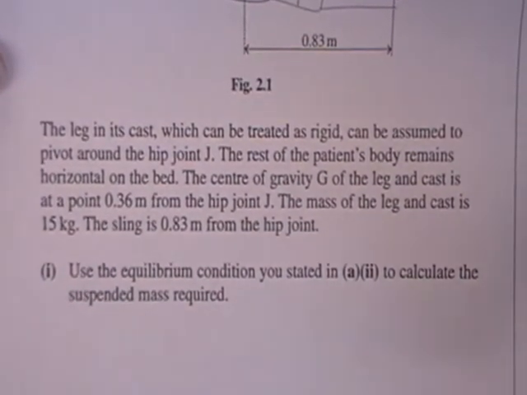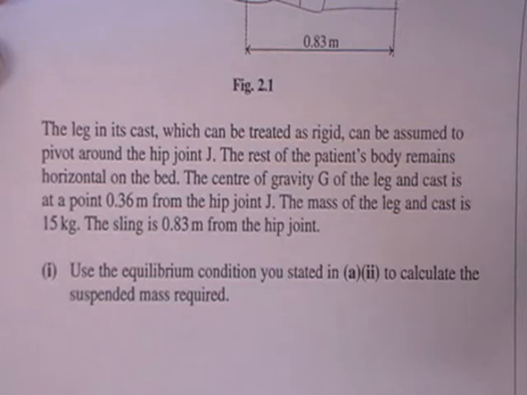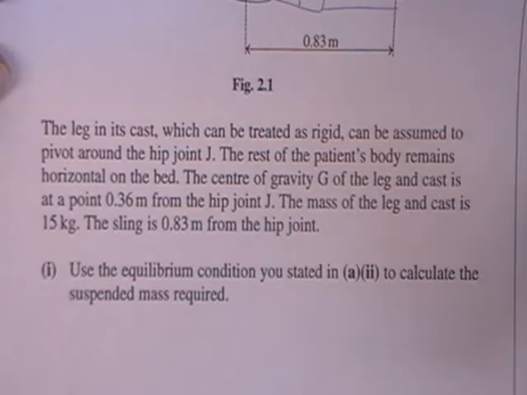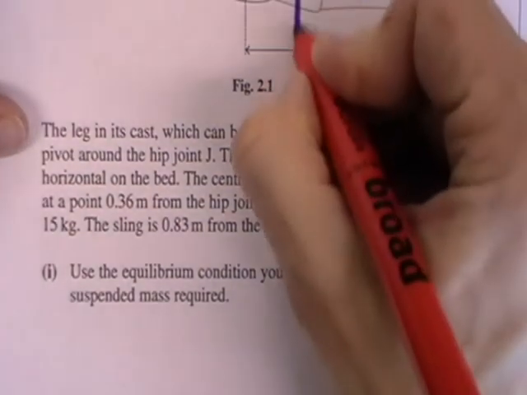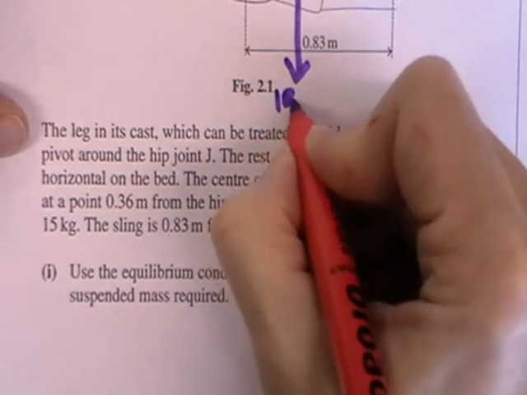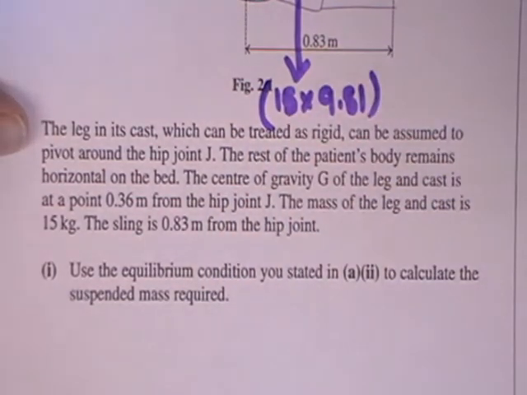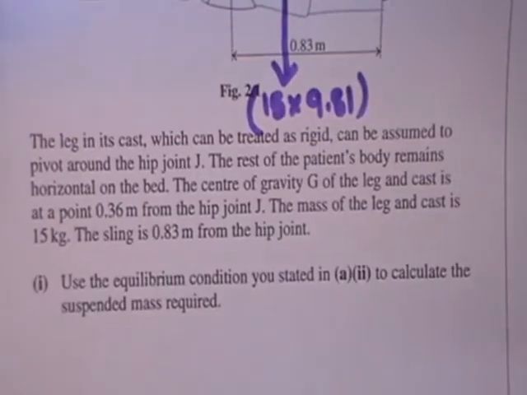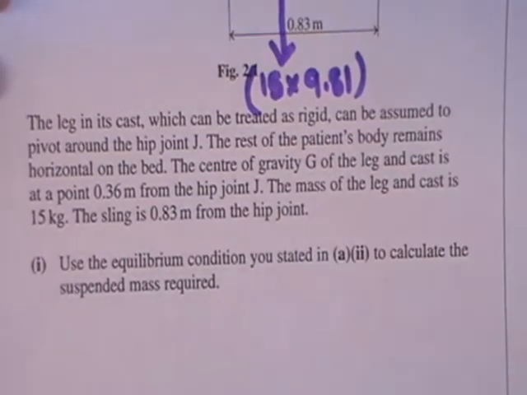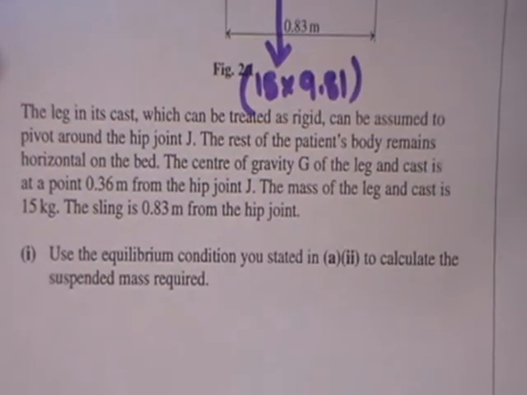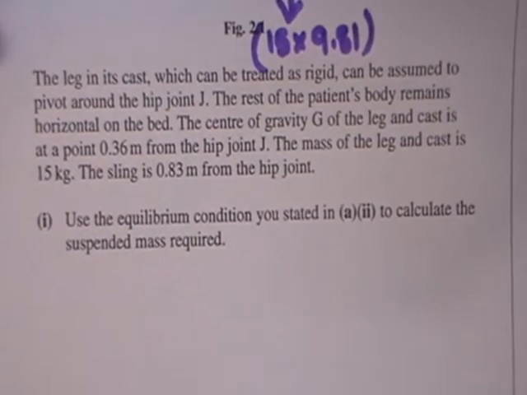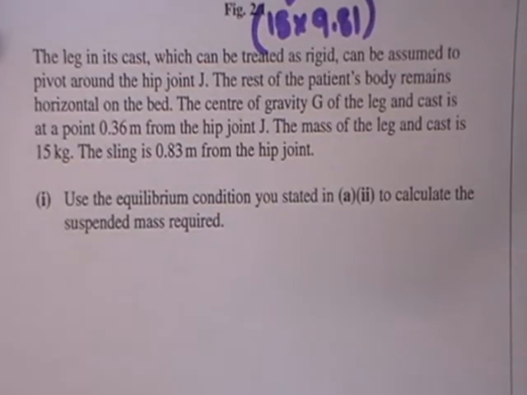The centre of gravity G of the leg and cast is at a point 0.36 metres from the hip. The mass of the leg in the cast is 15 kilograms, so I'm just going to put that in here. And it's going to be 15 times 9.81 is its weight or force. Okay. Use the equilibrium condition you stated in A part 2. Now A part 2 is your clockwise moments and anti-clockwise. So this is why I'm going to do this, even though you don't have to do equilibrium anymore.